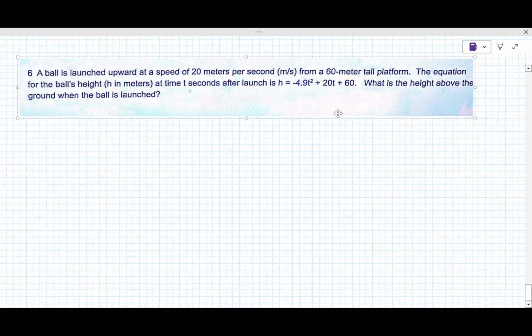All right, number 6 here. It says a ball is launched upward at a speed of 20 meters per second from a 60-meter tall platform. The equation for the ball's height in meters at time t is given by this equation. Here we go. That's what we want.